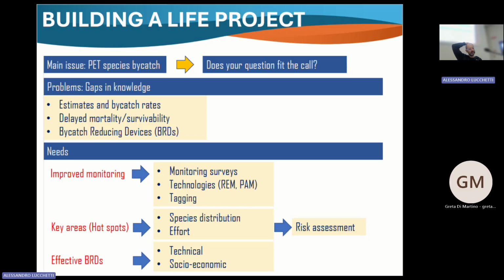Therefore, what are your needs? You have to improve the monitoring, and you can do this by survey or by developing new technologies, remote electronic monitoring, or tagging. I know that some of you here are working with tagging, probably. You have the problem to identify the hotspot area. Therefore, you have the problem to identify the species distribution, effort. When you put all together, you start building your project, starting from the problem, moving to the possible issues and solutions.